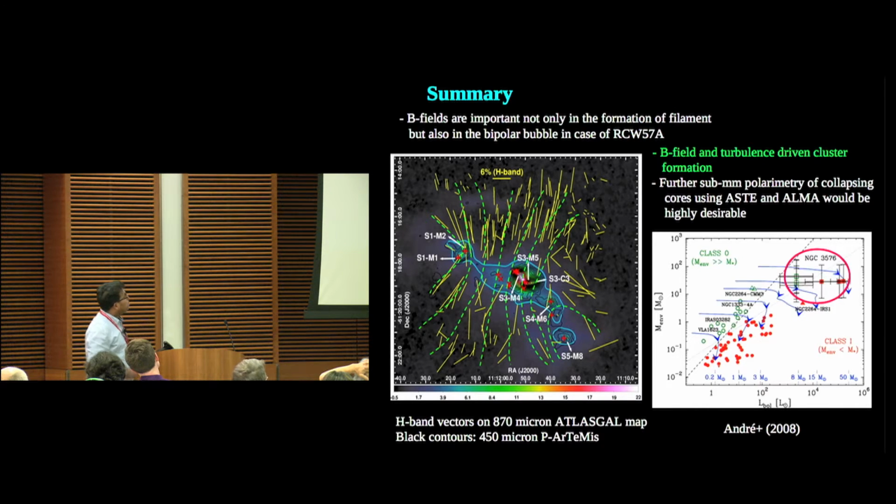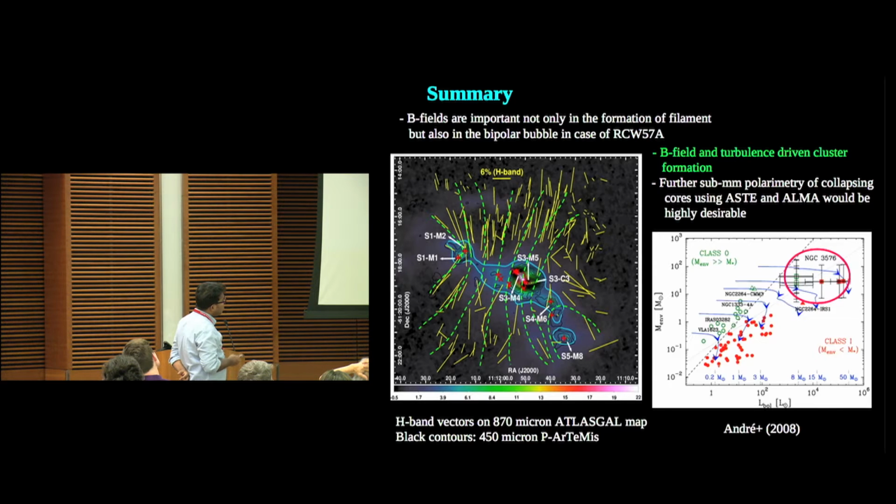So this is my summary. B fields are found to be important not only in the formation of filaments, but also in the formation and evolution of bipolar filaments, like our target. And this kind of result is important for driving cluster formation. You can see that our B field structure is confined to the low density parts, but we have not yet traced the magnetic field orientation along the filament.